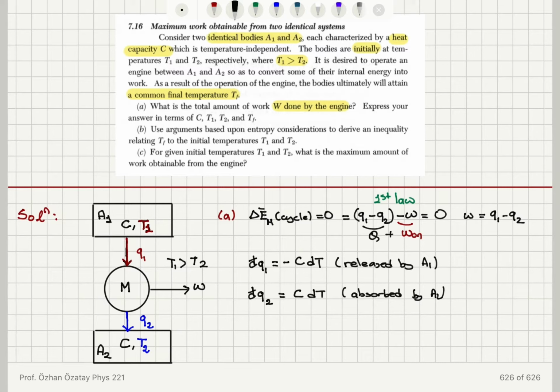So the work done by the engine, W, is going to be equal to the integral from T1 to T final d bar Q1, that is Q1, and minus the integral from T2 to T final CdT, this is d bar Q2, so this is basically going to give me Q1 minus Q2. Okay, so what is this equal to?